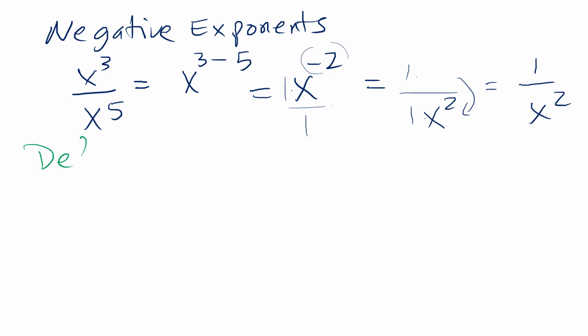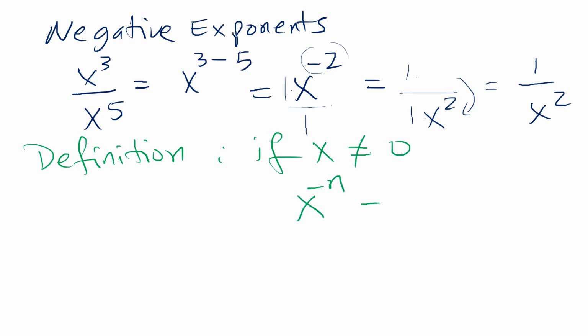So it's pretty much a definition that if x is not 0, and you get something like this, you can switch it to this kind of reciprocal form.